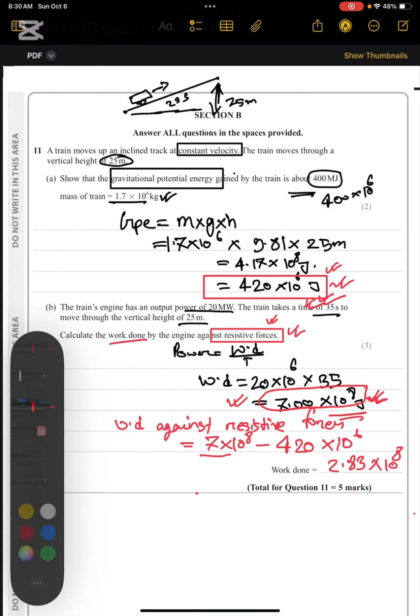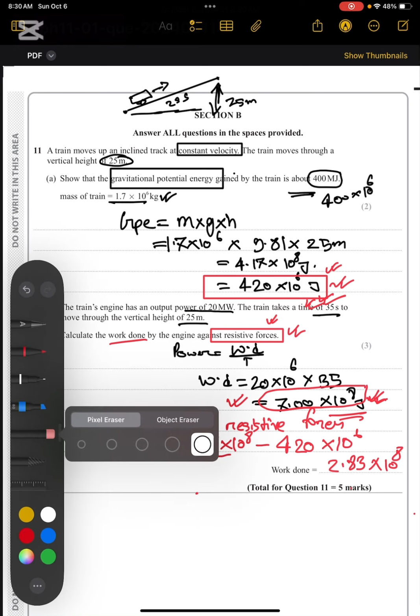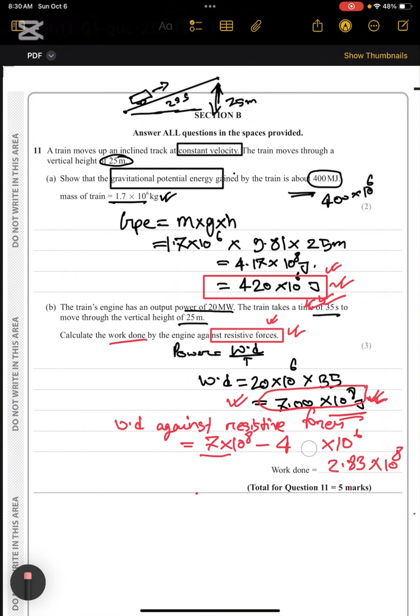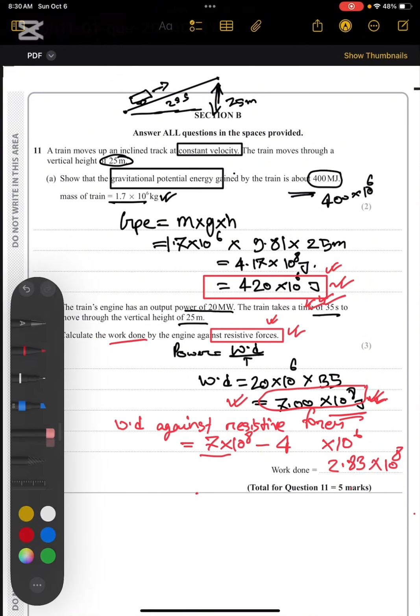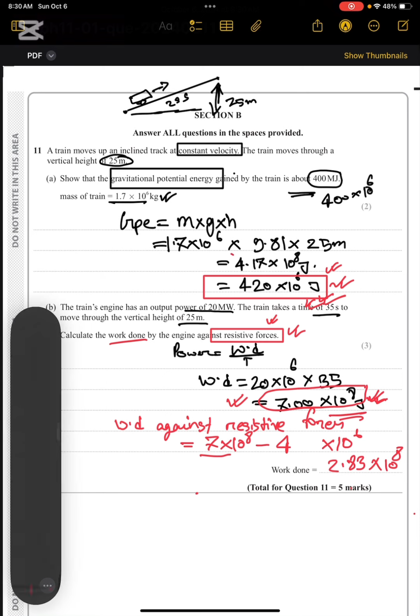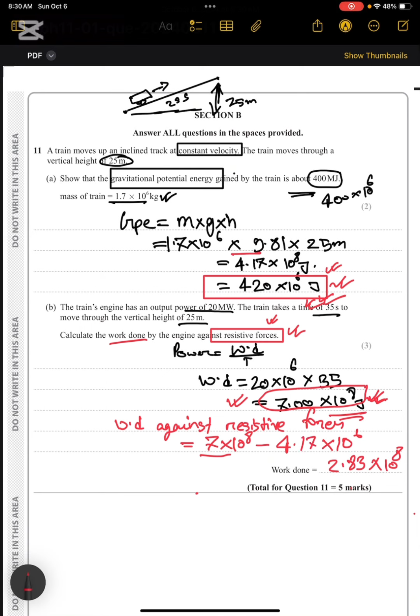You should actually use not this, you should actually use this value, which we found out here, 4.17 into 10 to the power 8, because that's the actual value, and that is how you show the answer. So we are done with this answer, and let's move forward to question number 12.